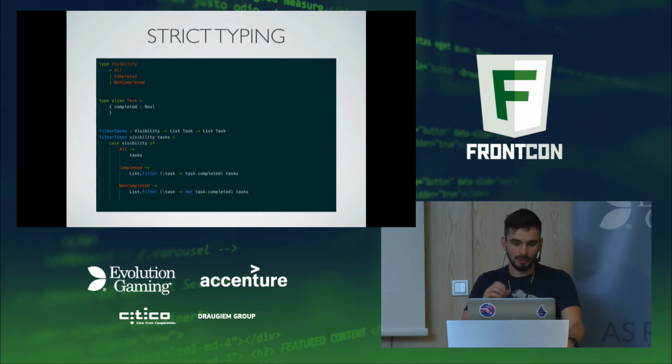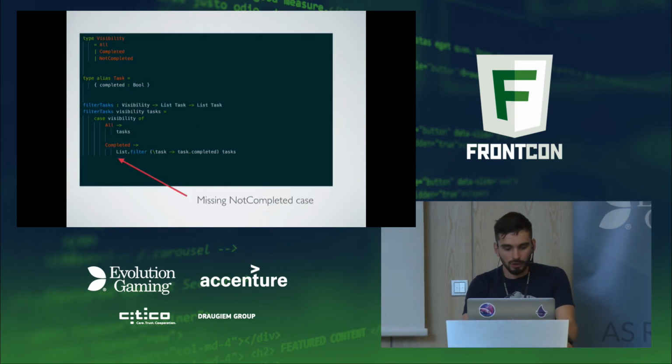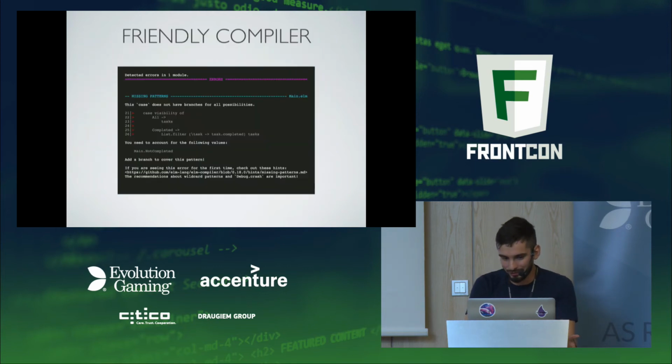So we always are going to be sure that when we call this function, we are passing the correct type into it. So again, we do unwrapping, and if it's all, we return tasks. If it's completed, we just filter out the completed tasks, and if it's not completed, we filter out not completed tasks. So what would happen actually if we have missing not completed case? Well, compiler to the rescue.